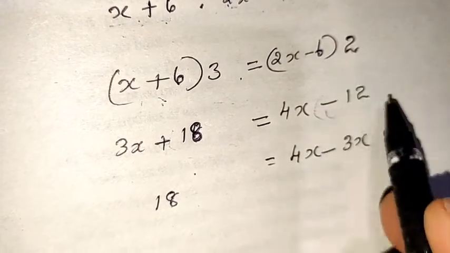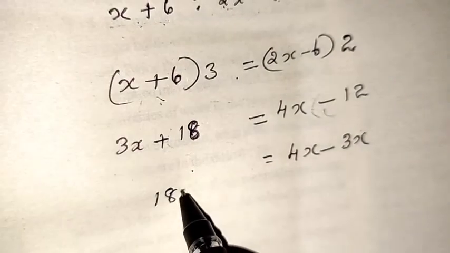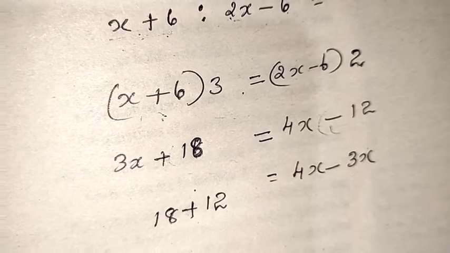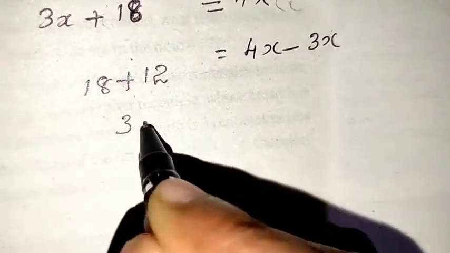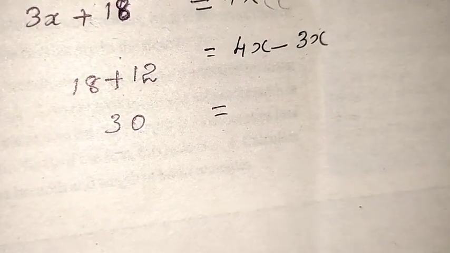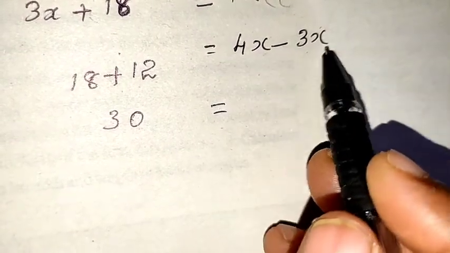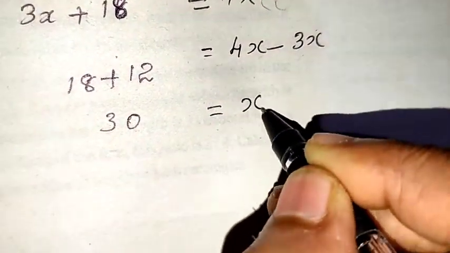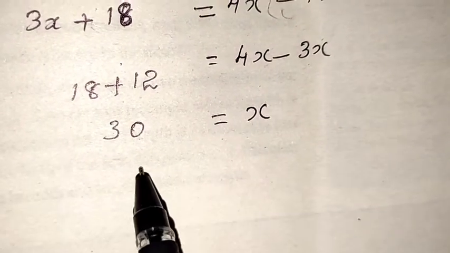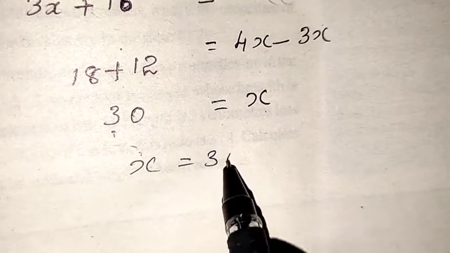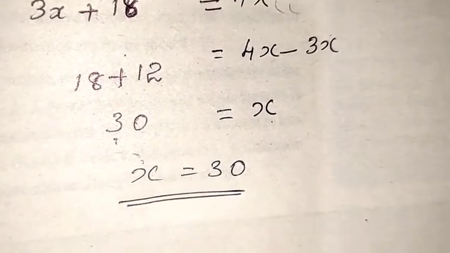This is negative 12, and if it moves to the other side, it becomes, yes, 18 plus 12. So 18 plus 12 is equal to 30. Then what is 4x minus 3x? 4x minus 3x is equal to 30. That is, 30 is equal to x, or we can say that x is equal to 30.